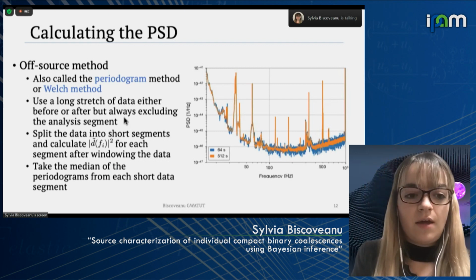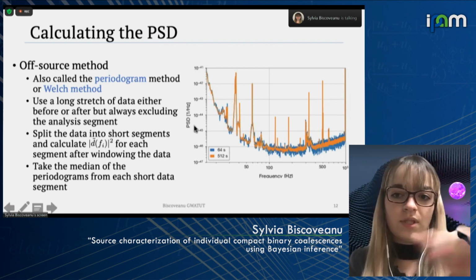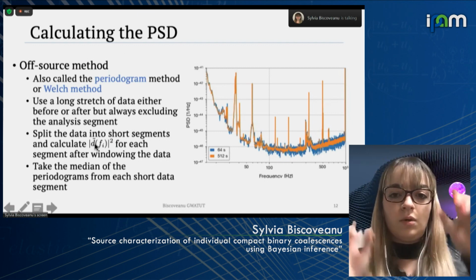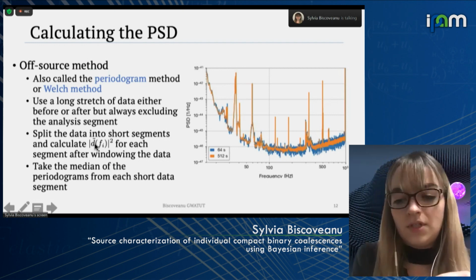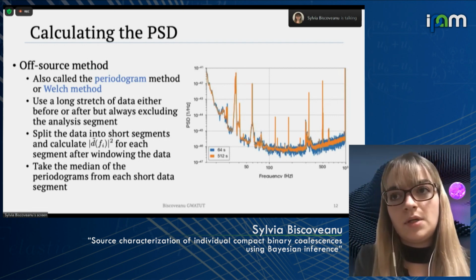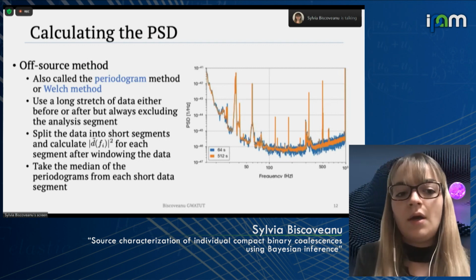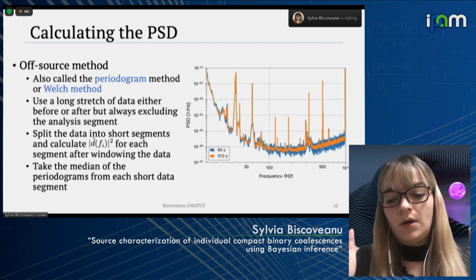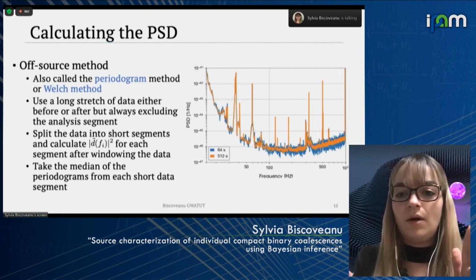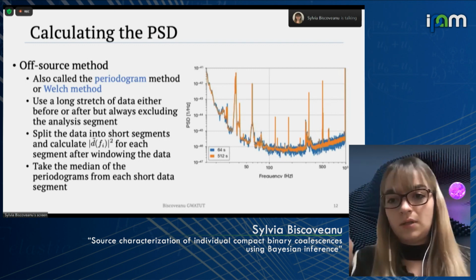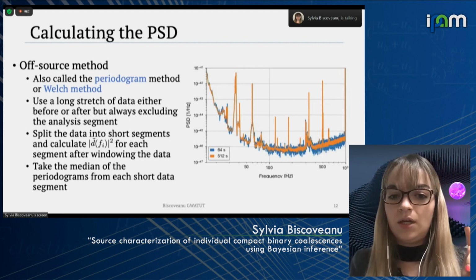And you take that and you split it into short segments. And for each of those short segments, you window the data. The reason we need to apply a window is because LIGO data is not periodic. So if we take our short segments and take an FFT of that directly without applying a window, there are discontinuities at the edges, and that introduces an artifact called spectral leakage.